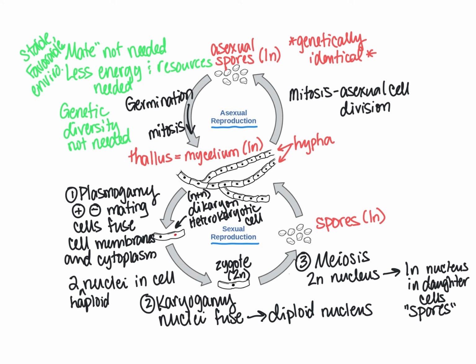Once the spores are produced and released, germination may occur. And germination just means that the spores are going to land somewhere in the environment, and if the environmental conditions are conducive, the spores are going to go through mitosis to produce a new mycelium.